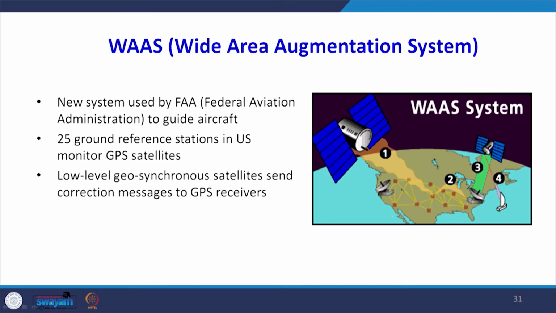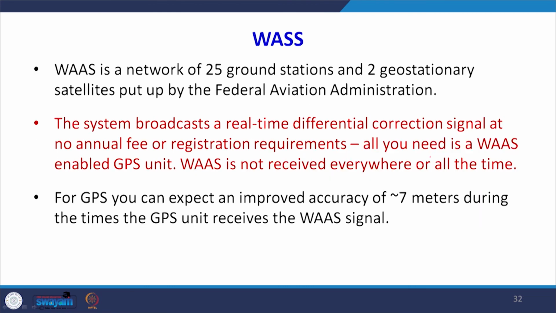Then another method is the WAAS, the Wide Area Augmentation System. The WAAS system was actually developed by the US Federal Aviation Administration to guide their aircraft. It has 25 ground receiving stations and also the GPS satellites. It has low level geosynchronous satellites which are sending correction messages to the GPS receiver. You can see here the different locations of the points of the WAAS.